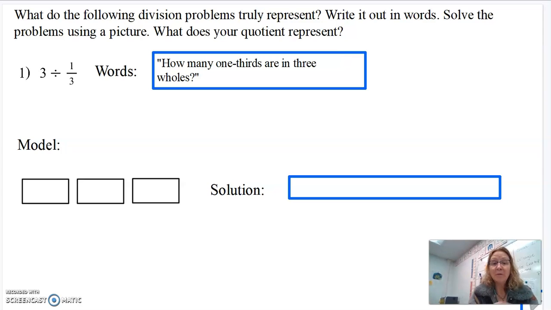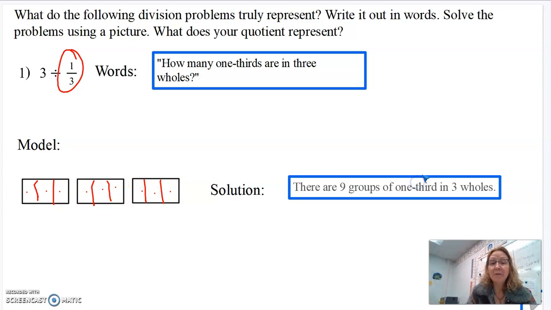Well, there's my picture of what it looks like, and I'm going to take the model, and because I'm trying to count the thirds, I'm first going to break each of the 3 whole candy bars, whatever they are, into thirds, and then I count them. 1, 2, 3, 4, 5, 6, 7, 8, 9. You see that there are 9 thirds, 9 groups of 1/3 in 3 wholes.